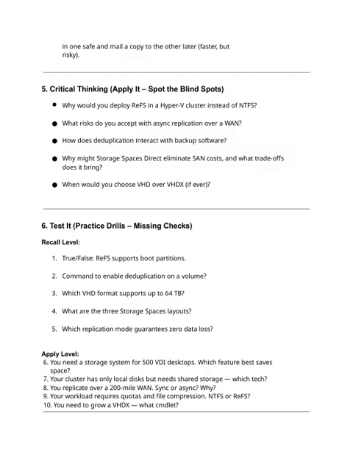Now, applying these concepts practically. If you need to save space for 500 VDI desktops, deduplication is your best feature. For a cluster with only local disks but needing shared storage, Storage Spaces Direct is the ideal tech. When replicating over a 200-mile WAN, asynchronous replication is usually preferred to reduce latency, even though it risks some data loss. For workloads requiring quotas and file compression, ReFS offers better features than NTFS. And finally, to grow a VHDX, you'd use the Resize-VHD PowerShell cmdlet to expand its capacity efficiently.